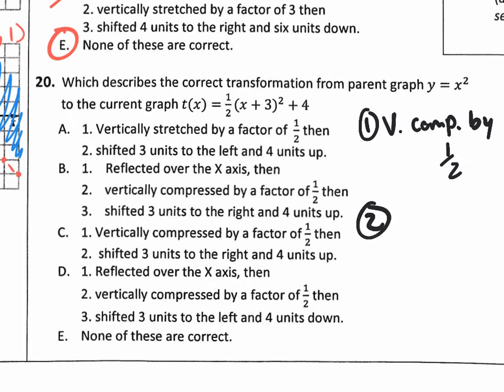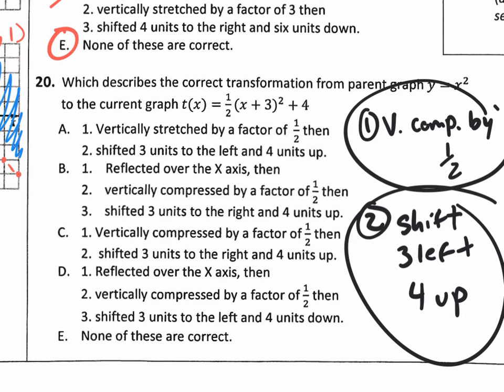And the second and final are your shifts. Where does it shift to? 3 to the left and 4 up. So this is it right here. I abbreviated it, right? And if you try to find those descriptions, it's not there. It should start with a vertical compression, and right here A says vertical stretch. You can't start with that. Again, vertical compression. This one starts with a reflection. There's no negative sign, so it can't be B.